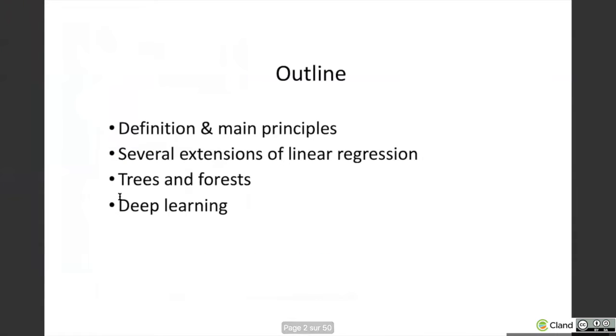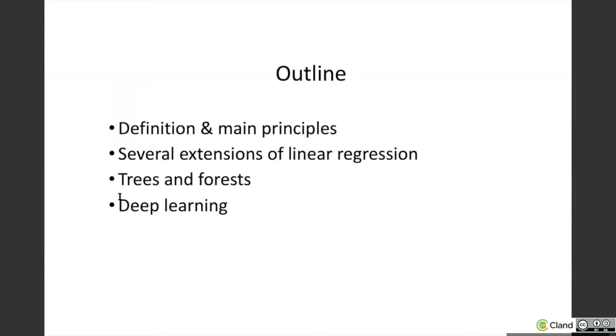So this course includes four parts. The first part is about definitions and main principles of machine learning. And then the three next parts will focus on three different families of methods. The first one is an extension of linear regression. So if you know already linear regression, you will learn here several extensions that are useful for forecasting.